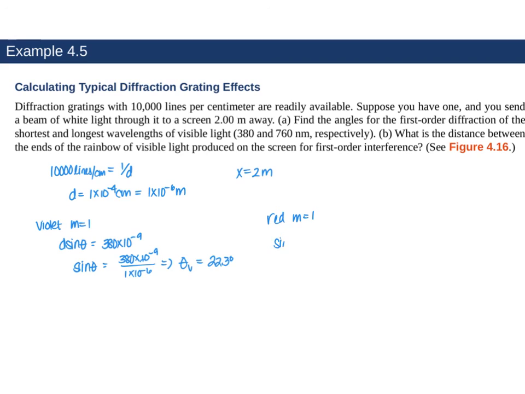For the red, we're going to say the sine of theta equals the wavelength over d, and the wavelength for that is 760 nanometers. The angle that we would get for the red is 49.5 degrees. So you can see that there's a pretty big span, and the idea is that if we can spread out these wavelengths in a larger span, you can get to see more detail, and that's why it's preferred.